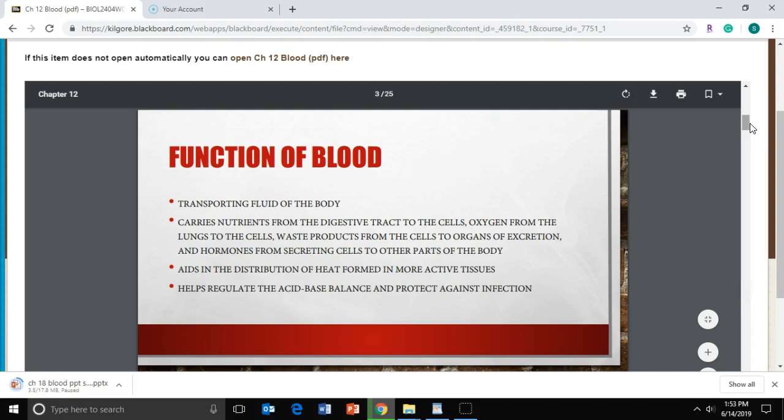The heart pumps blood around the body, so blood is a transporting fluid. It is also a connective tissue. Nutrients are carried in the blood along with oxygen and carbon dioxide, hormones. There are also going to be nutrient molecules that travel in the blood. Very important, blood also aids in the distribution of heat formed in your active tissues, and it helps to regulate acid-base balance and protect against infection. So we're going to go over the parts of the blood and also functions of those parts.